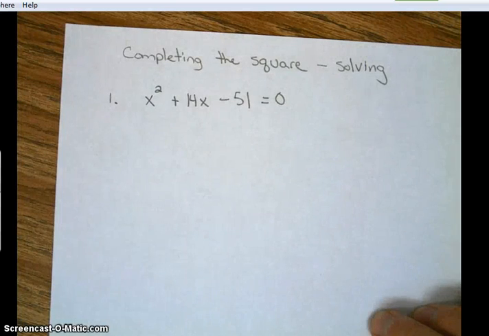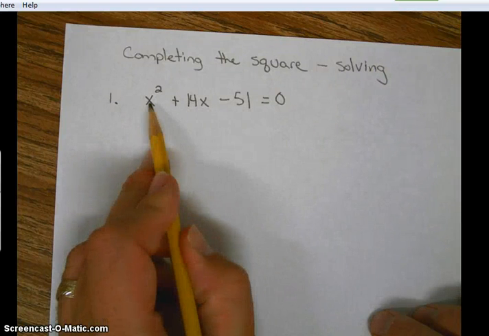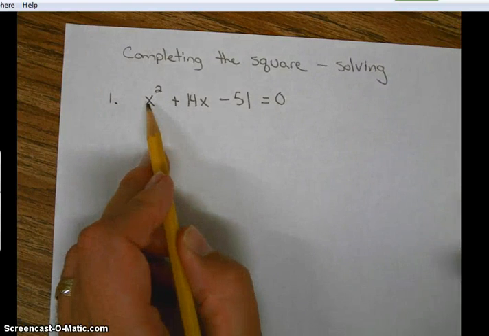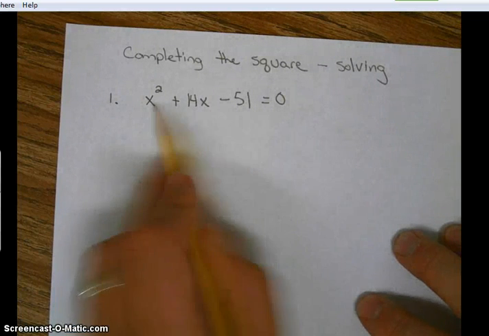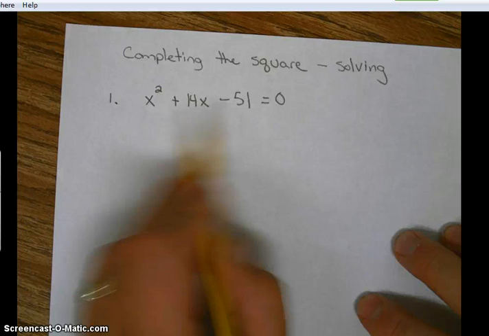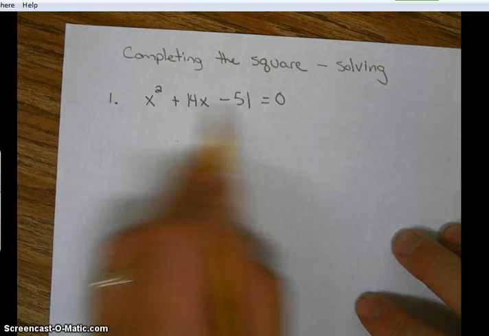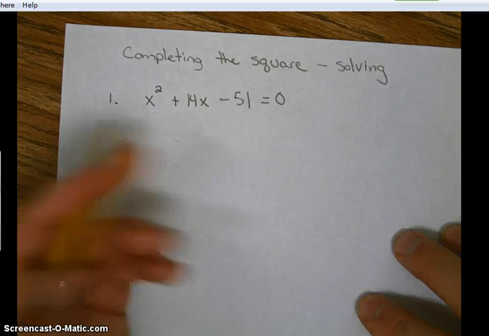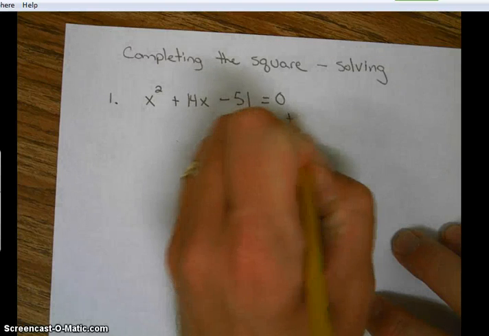okay? The first thing you want to do is we're going to make this side into a perfect square, and I'll explain what that means a little bit later. Right now I'm going to teach you the procedure. Right now this is not a perfect square. There's no binomial that you can square and get this trinomial. So first thing we're going to do is move the 51 to the other side.